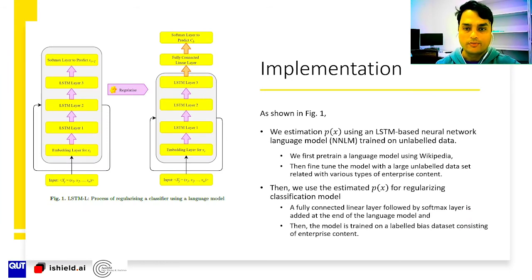As shown in figure 1, we estimate P of X using an LSTM-based neural network language model trained on unlabeled datasets. We first pre-train a language model using Wikipedia, then fine-tune the model with a large unlabeled dataset related to various types of enterprise content. Then we use the estimated P of X for regularizing the classification model. In this phase, a fully connected layer followed by a softmax layer is added at the end of the language model. Then the model is trained with labeled bias data from the enterprise contents.